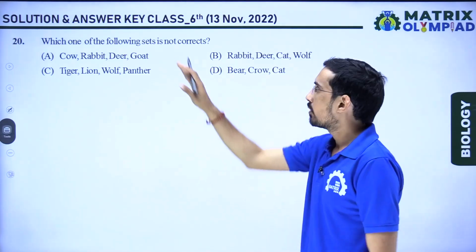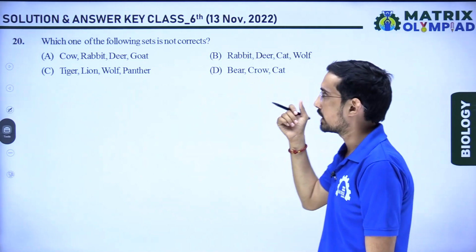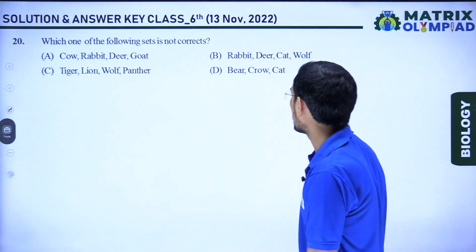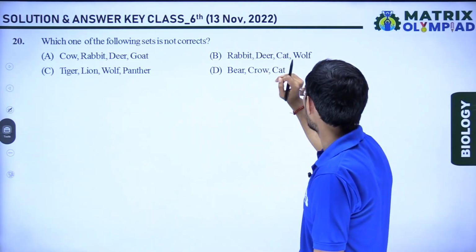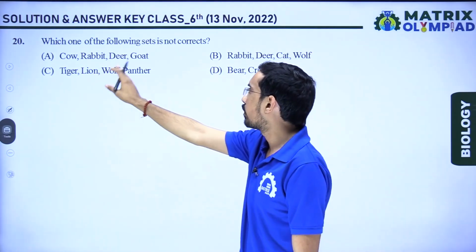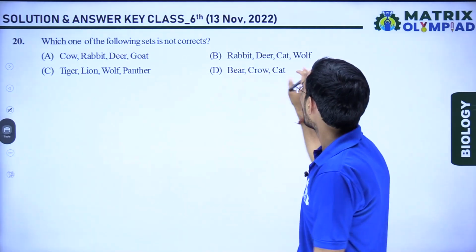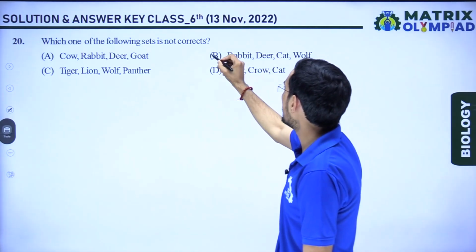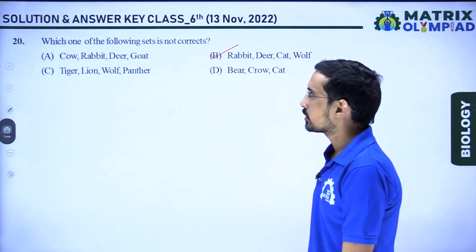Next question is, which one of the following sets is not correct? We have to find out the incorrect set from there. Cow, rabbit, deer and goat: all these are herbivorous animals. Rabbit, deer, cat: cat is herbivorous as well as omnivorous, and it is also a carnivorous animal. Tiger, lion, wolf and panther: these are carnivorous animals. Next one is all omnivorous animals. So the most appropriate answer will be option B. It will be the correct answer for this question.